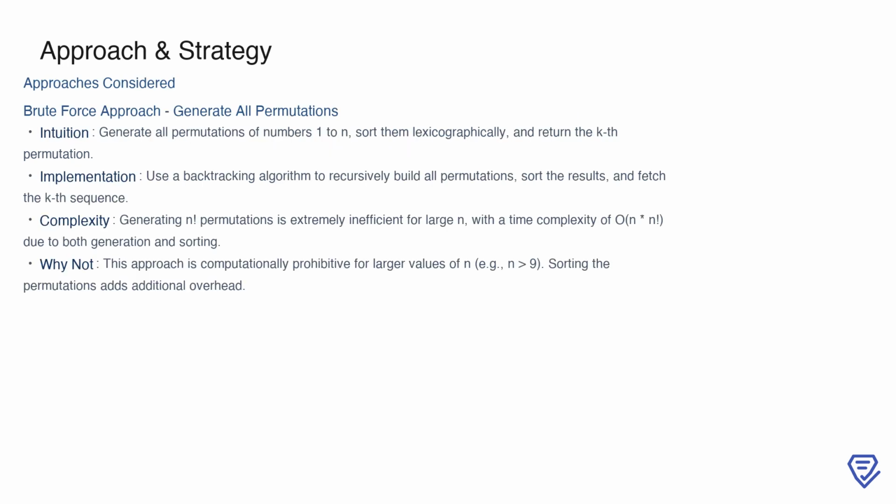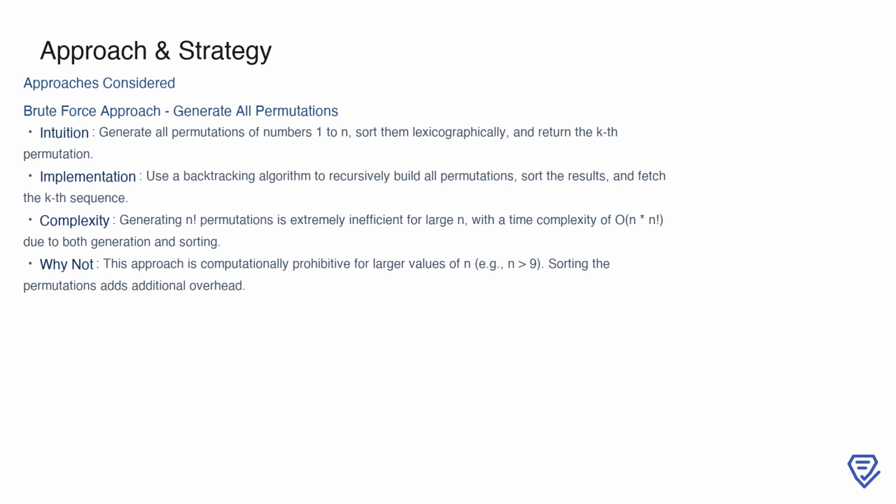To solve the permutation sequence problem, one possible approach is the brute force method, where we generate all permutations of the numbers from 1 to n. The idea here is to first compute every possible arrangement of these numbers, then sort them in lexicographical order, and finally return the Kth permutation from this sorted list. We can use a backtracking algorithm to systematically build all permutations recursively.